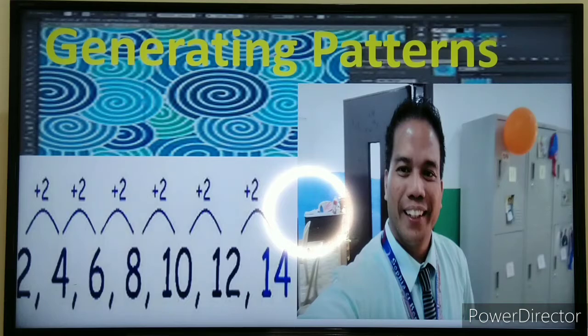So this is all about patterns. As you will see, we have the example 2, 4, 6, 8, 10, 12, 14. Then the pattern is adding by 2. So from the first term, you add by 2, so the result is 4. Add again by 2, the result is 6. And just continue the process.